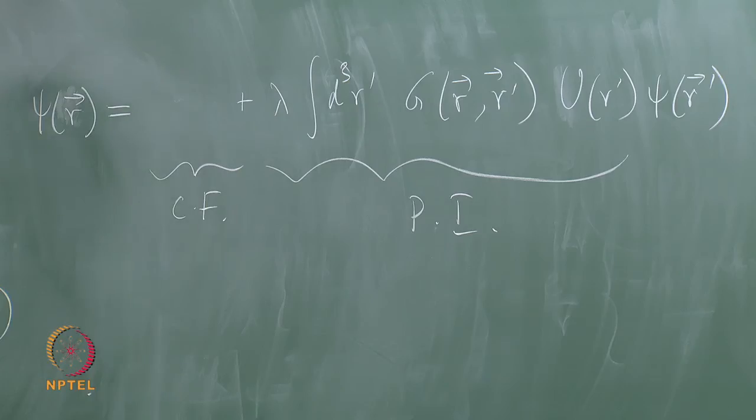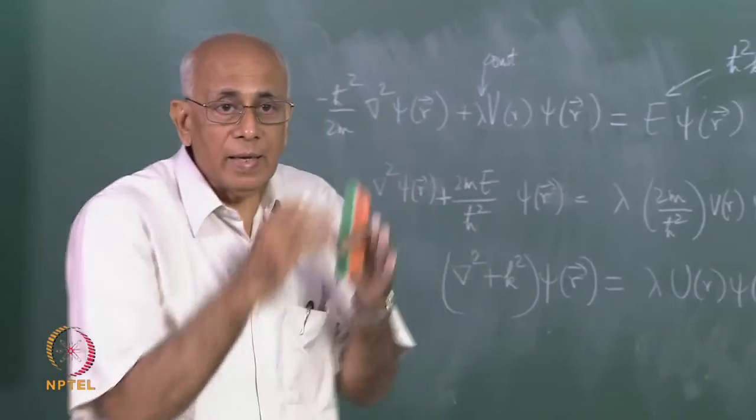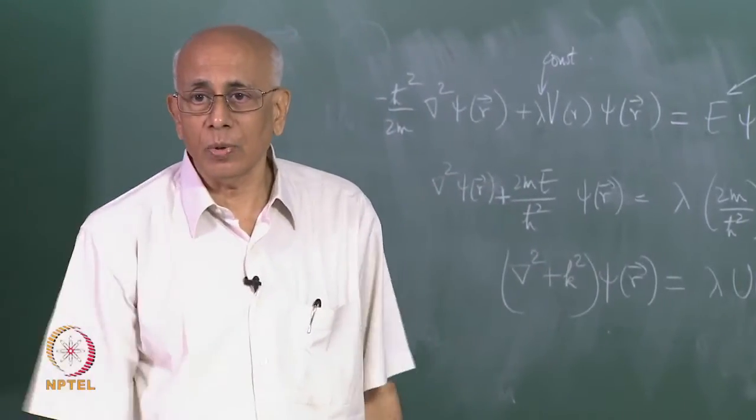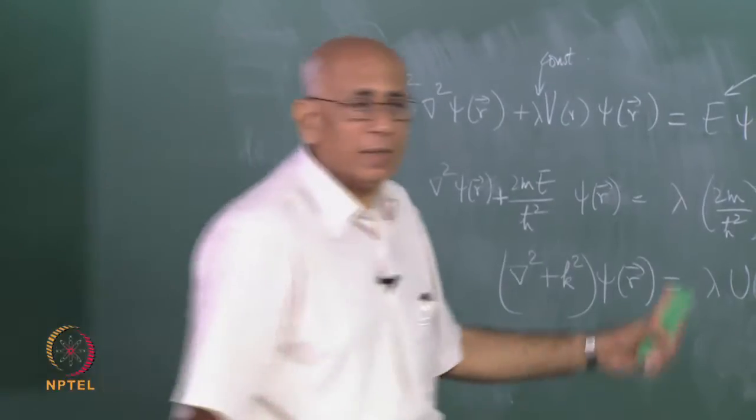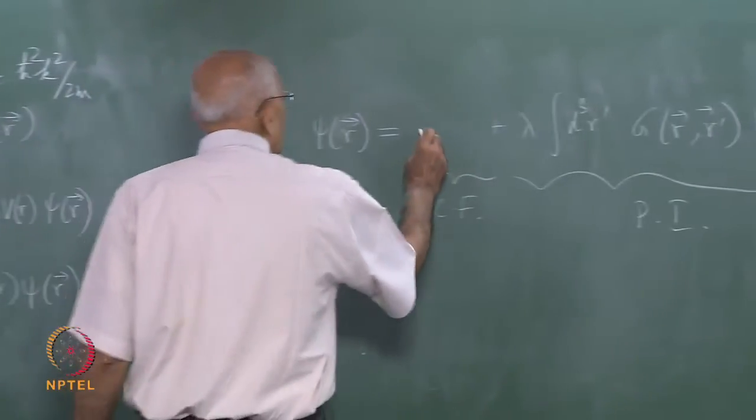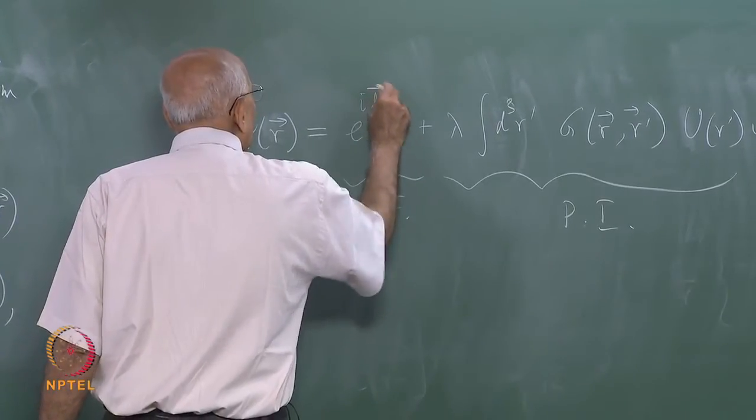And what should that be? Well, I already know what the boundary condition is. I want it to look like psi incident plus the scattered portion. The scattered portion comes entirely because there is a potential, that is the second term. So I want this here to be e to the i k dot r.